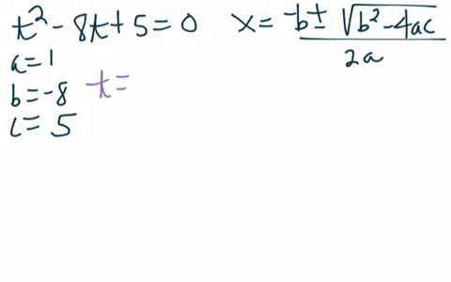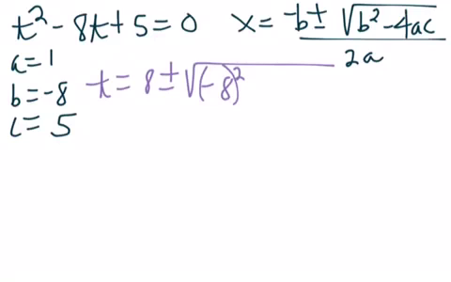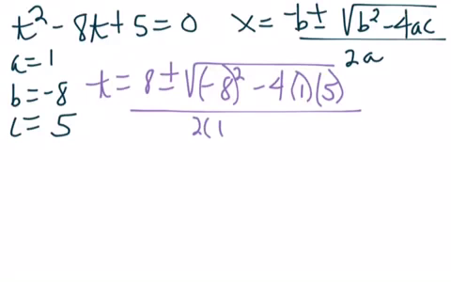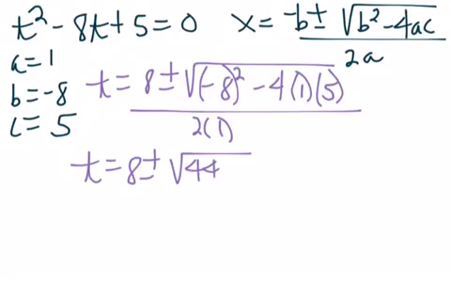So t equals, the opposite of negative 8 is positive 8, plus or minus the square root of negative 8 squared minus 4 times 1 times 5, all over 2 times 1. If you simplify what's under the radical, you have t equals 8 plus or minus the square root of 44 over 2. Because we're dealing with physics and time and real life matters, we need to use decimal parts.